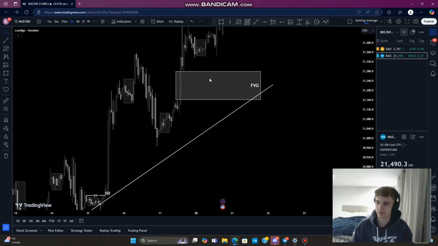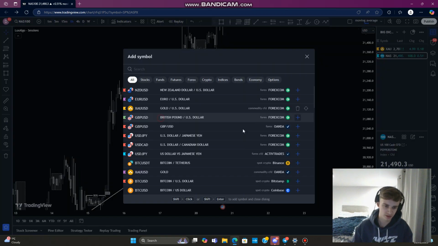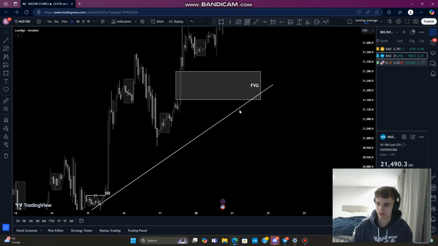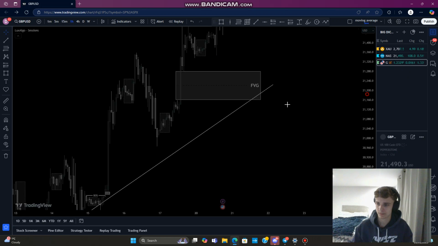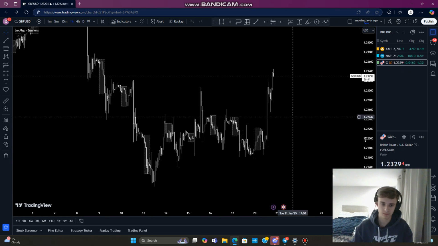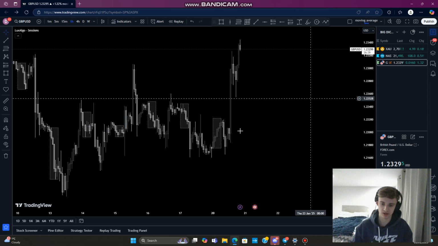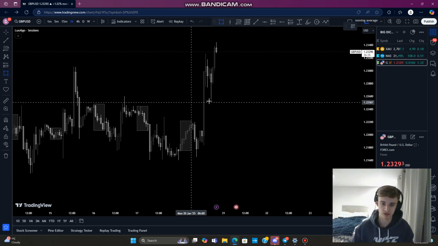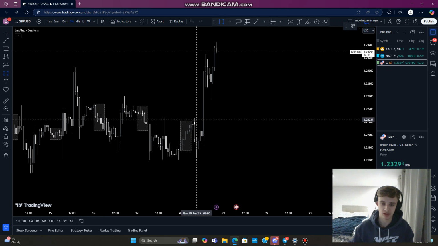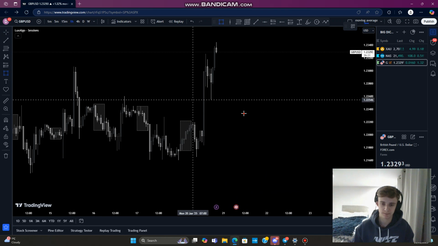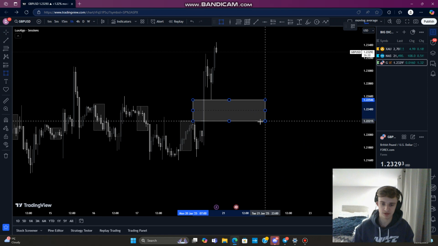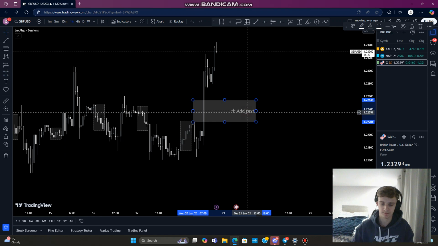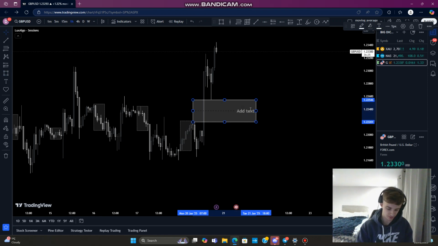Let me just go into something fresh. Let's pick G, and we'll find some fair value gaps. So like here, I can see straight away. Basically, it's a big gap in price. See where this wick is in front, this wick is behind, and it's left a massive gap. That's a fair value gap.